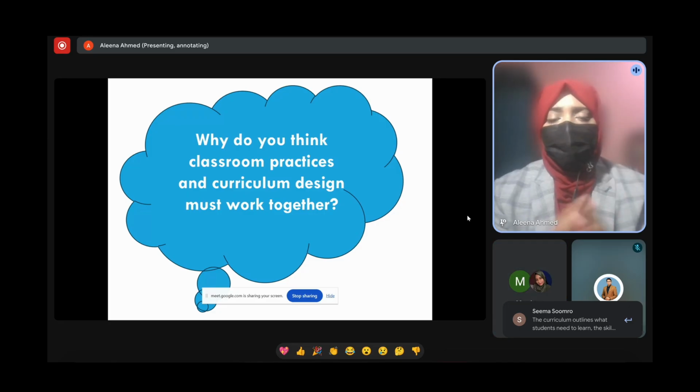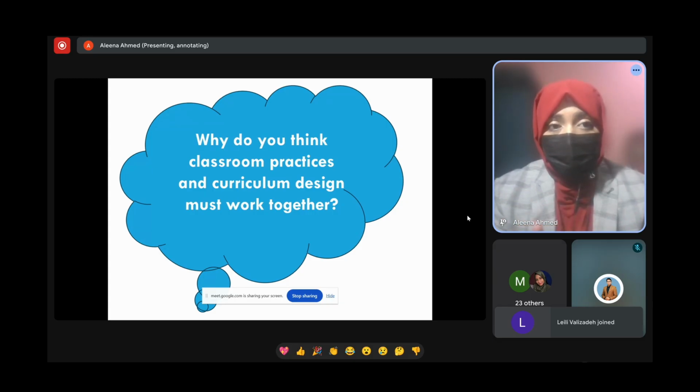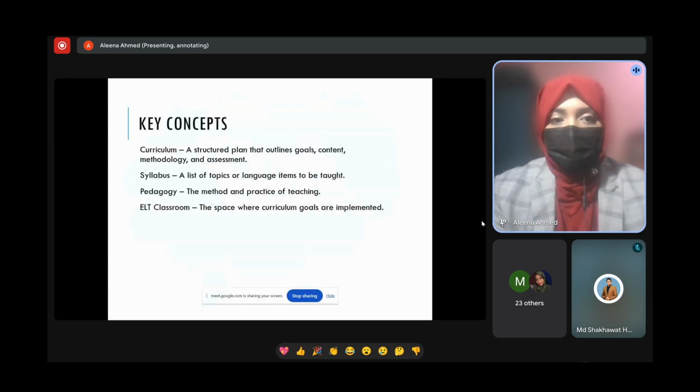Exactly, to observe whether the needs are overcome and fulfilled or not, or if the curriculum design is accurate. Like, what we need in the students, are we really achieving it or not? So that is why curriculum and the classroom practices should go hand in hand. It should get along with each other.